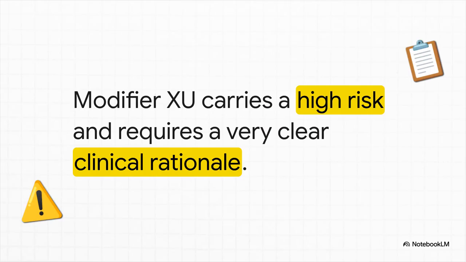Actually, I really need you to lean in and hear this next part. Modifier XU carries an incredibly high audit risk. Why? Because that word unusual demands the most bulletproof, detailed justification you can possibly provide. You can't just toss XU on a claim as a convenient catch-all. You need exceptional documentation explaining exactly why that secondary service is distinct and how it absolutely does not overlap with the standard components of the primary service. I'm talking about a crystal clear clinical rationale. Without that paper trail, yeah, you're just not going to survive an audit.